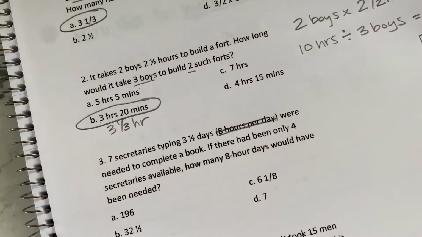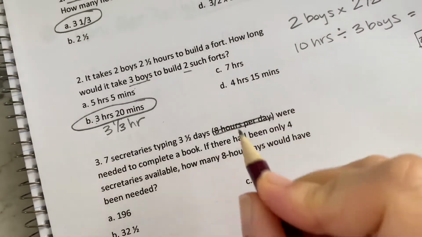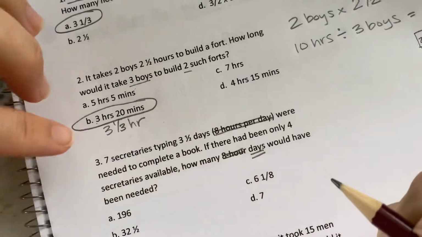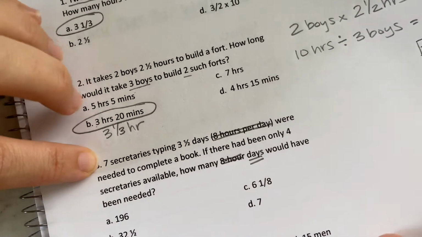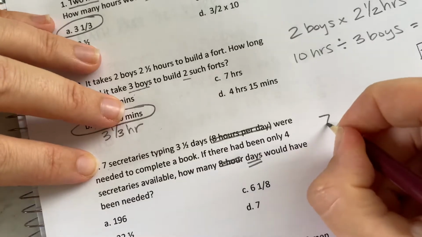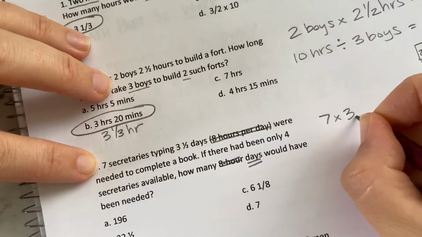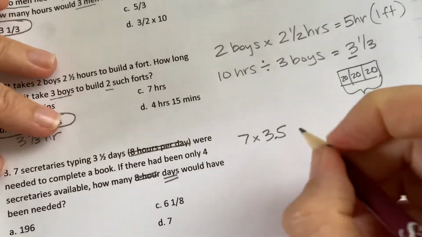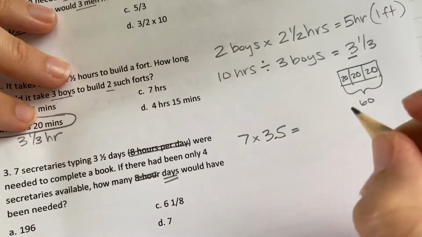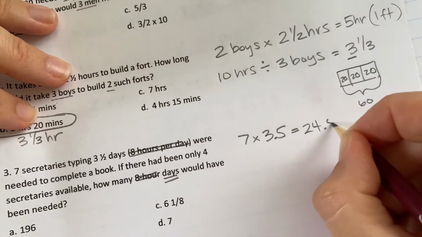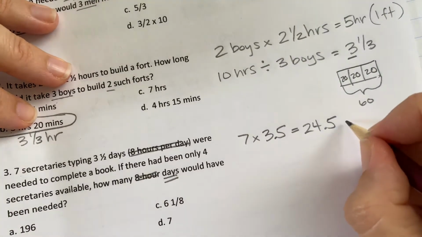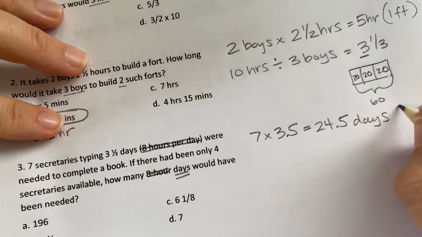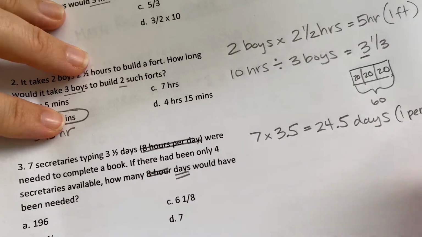The question is, how many 8-hour days would have been needed? We don't really care about this 8 hours. The question is, how many days would have been needed? So we're gonna apply the same form. We're gonna do the 7 secretaries, and multiply that by the 3.5 days. You could use the fraction, I'm just gonna use the decimal. So 7 times 3.5 works out to be 24.5. So for one person to complete this job, it would take them 24.5 days.